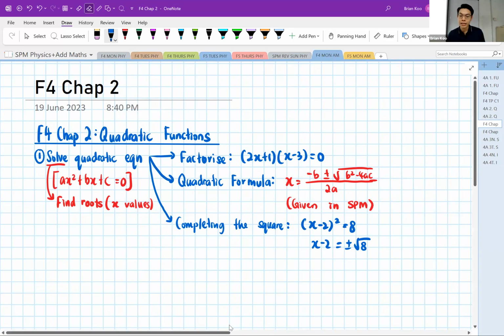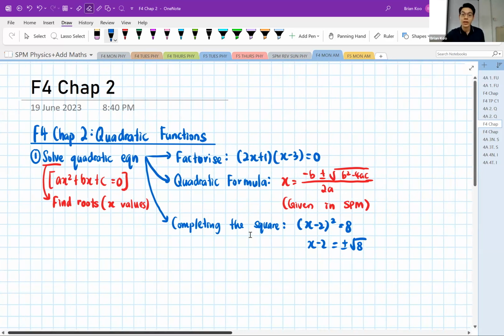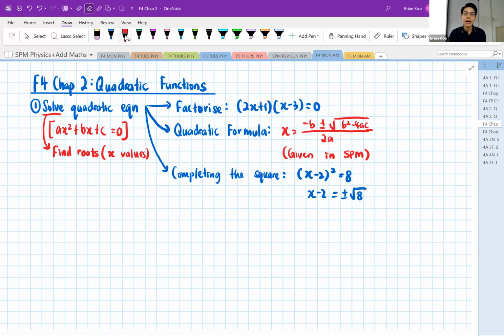More importantly is when to use which law. Because in exam, most of the time, they won't tell you whether you need to factorize or whether you need to use the formula. So I would say that this one, I use for nice answers. Nice answer meaning -1/2 is a nice answer. x equals 3 is a nice answer. Nice fractions, nice integers. I use it for nice answers.